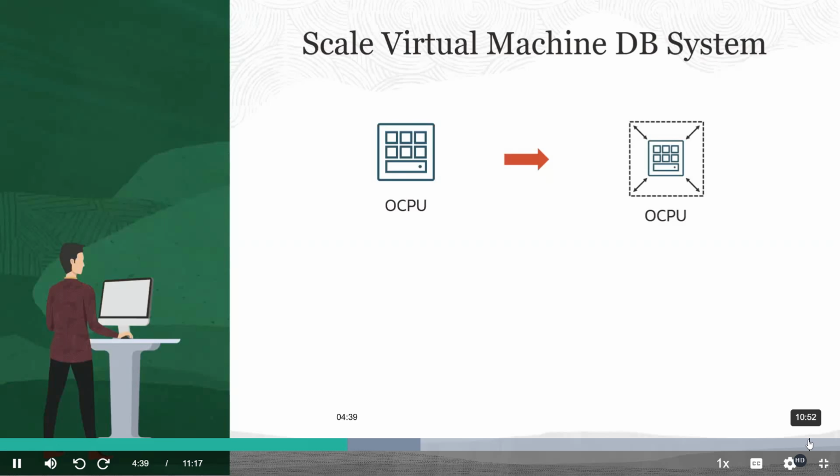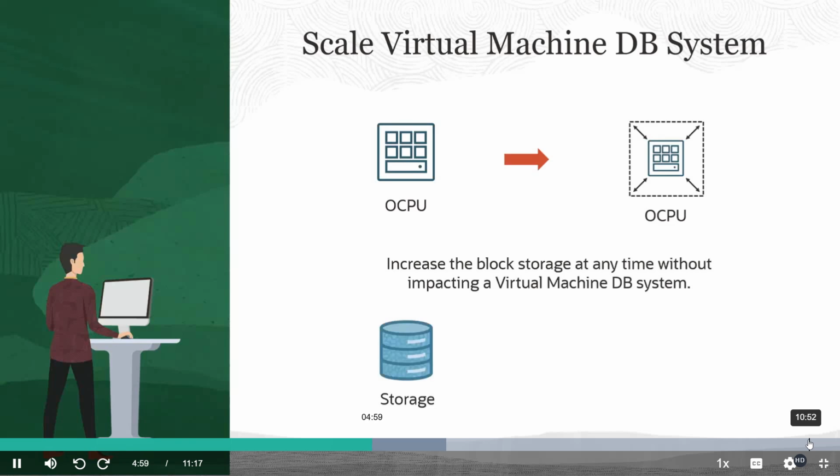Now, the VM will be rebooted when the shape of the virtual machine database system is changed. For the 2-node RAC, the shape of the VMs will be changed and rebooted once the VM is completed, and you need to do that in a rolling manner. You do have the ability to increase the block storage at any time without any impact to the virtual machine database system. Storage is scalable for your system and is done separate from the OCPU. So it's not that when you address scaling of your CPU, you must address scaling of your storage.